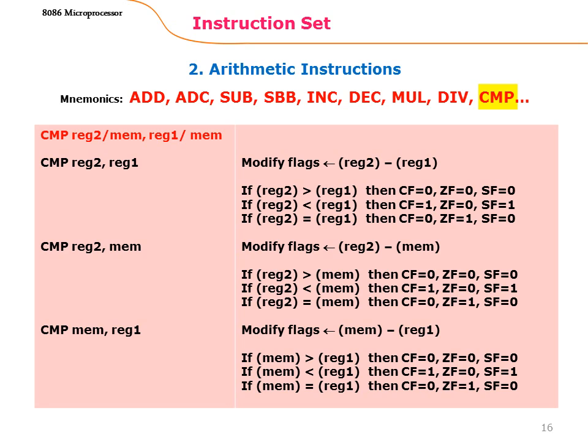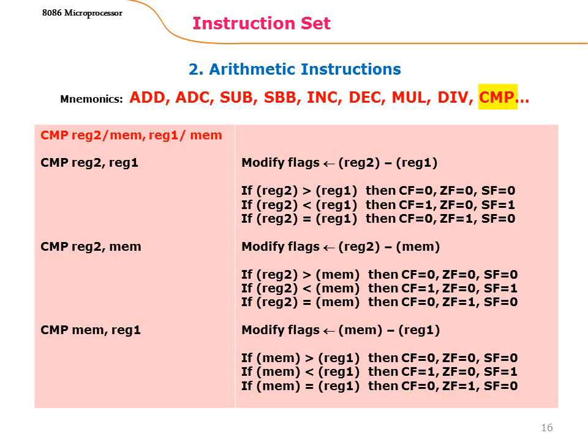Comparison instruction. CMP is a comparison instruction which can be used to compare between register to register, memory to register and register to memory. Whenever the content of register 2 is greater than the content of register 1, then the carry flag, zero flag and sign flag are reset.